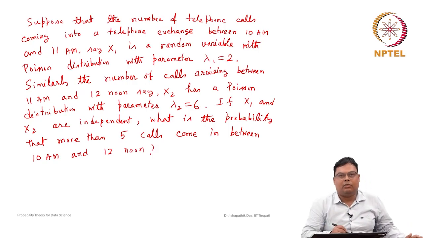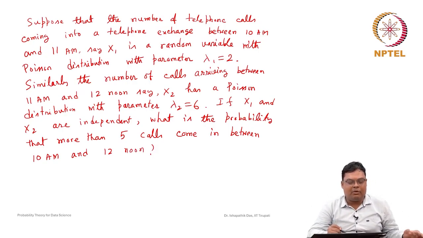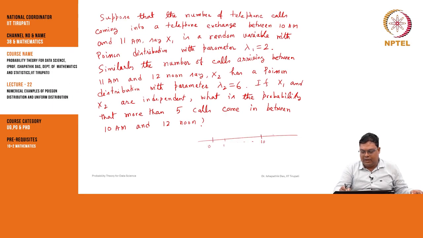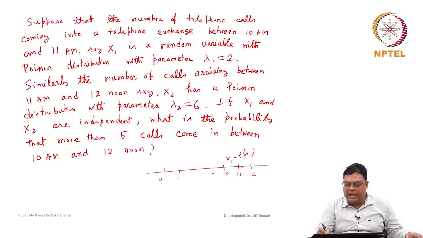Okay. So, let us go through this problem again. Suppose that the number of telephone calls coming into the telephone exchange between 10 to 11. If you consider the time like this, 0, 1, suppose this is 10, 11, 12. Between 10 to 11 it is random variable X1, the number of telephone calls, Poisson distribution with parameter lambda 1, and lambda 1 is given as 2, and in the range between 11 and 12, X2 has Poisson distribution with parameter lambda 2, where lambda 2 equals 6.